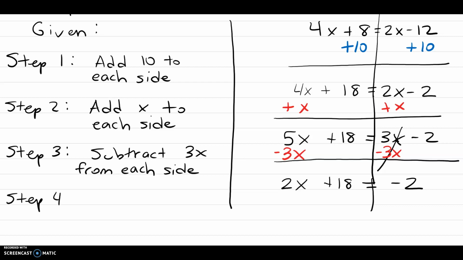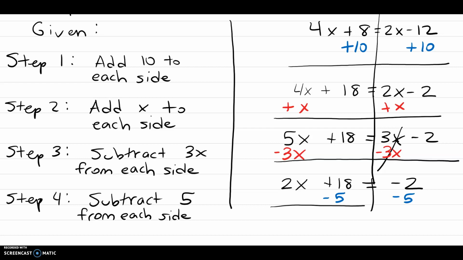Our last step will be with subtraction again. We're going to subtract 5 from each side. For this one, again, I find my like terms and subtract 5 on each side. So I have 2x plus 13 equals negative 7. For these problems, we're not necessarily trying to solve. We're just looking to create different versions by making equivalent equations. All right, let's look at our next example. Example 2.